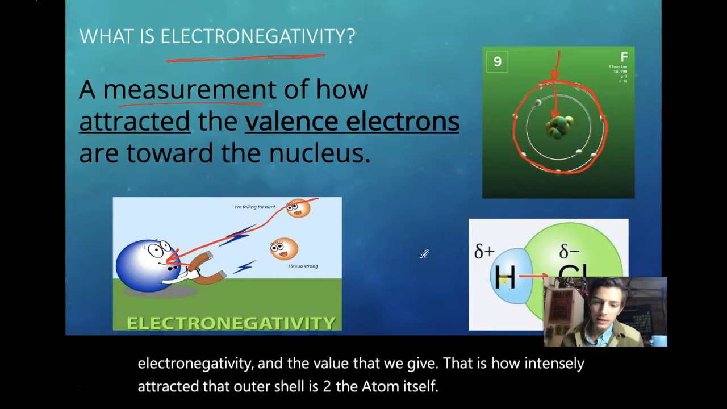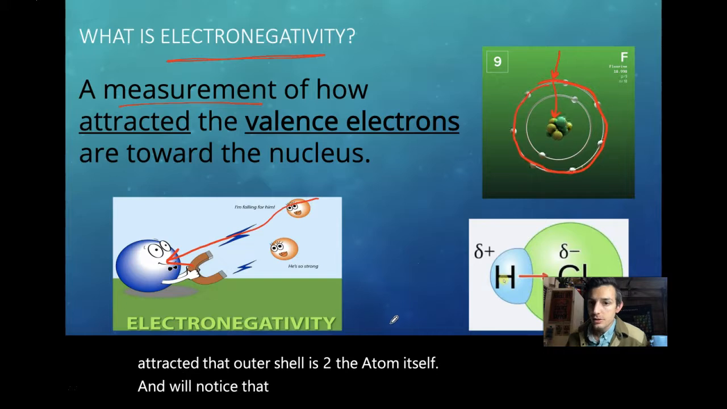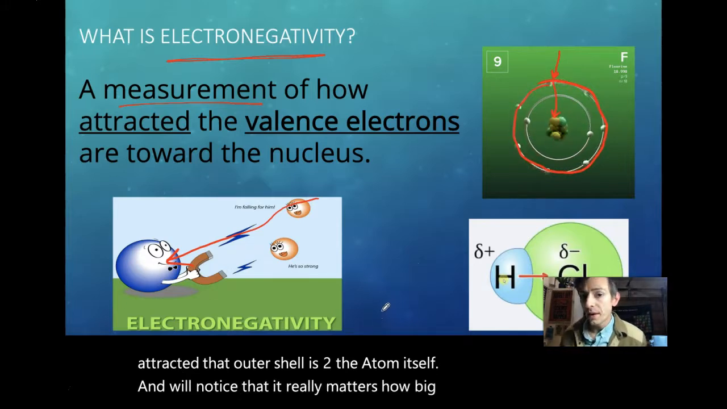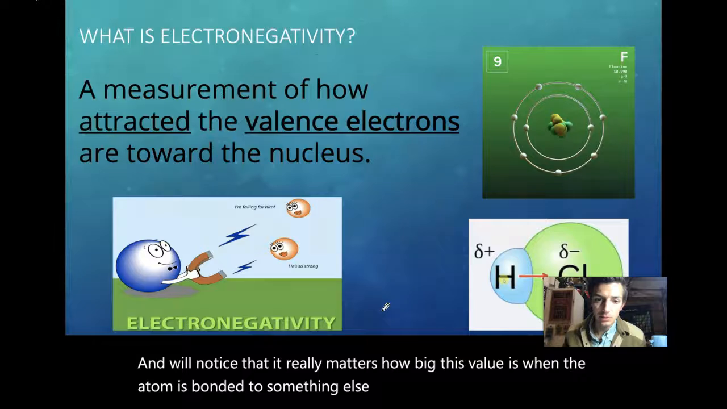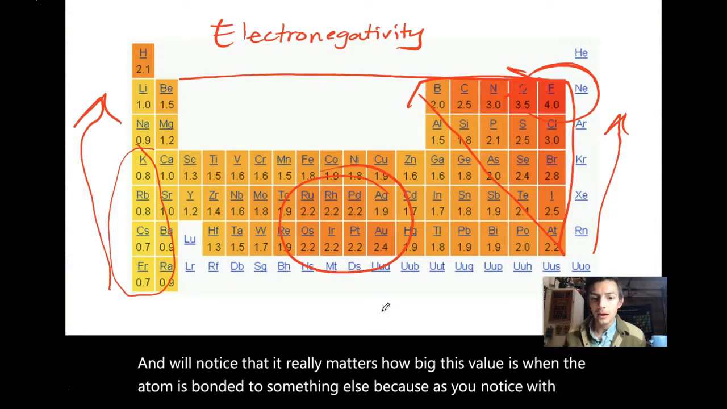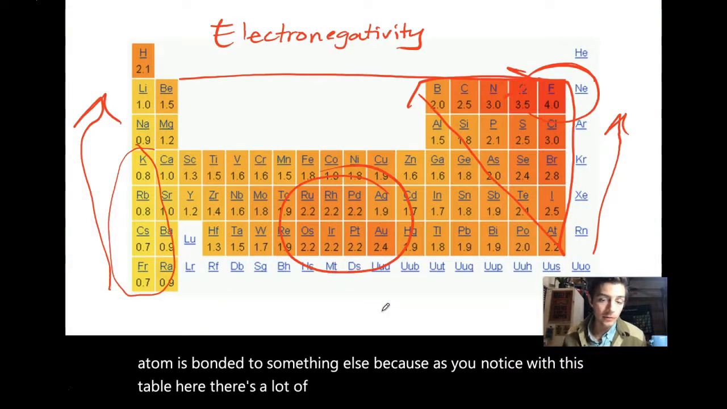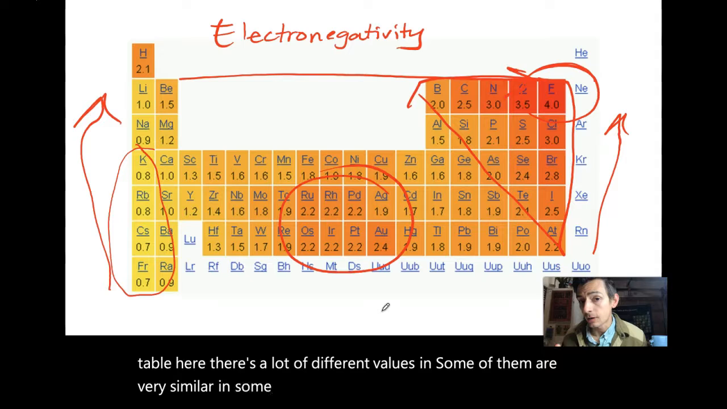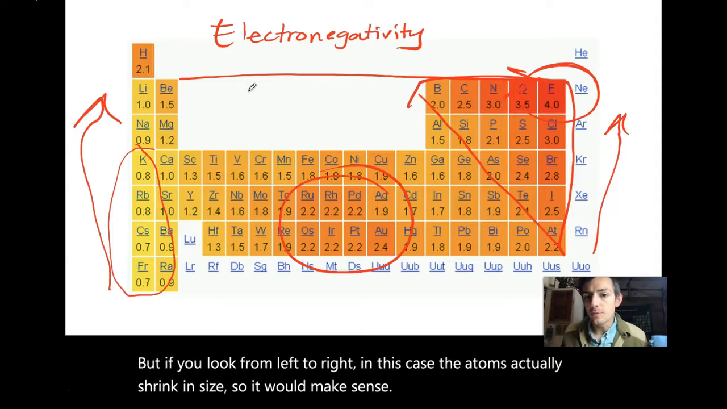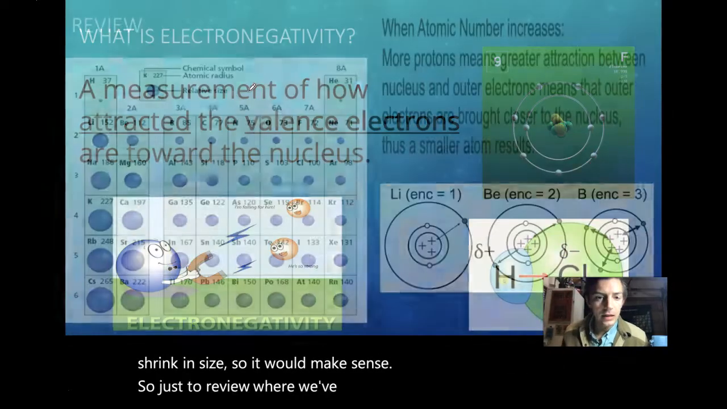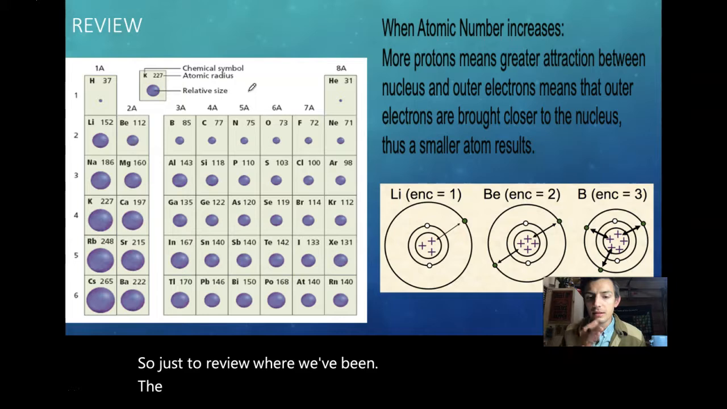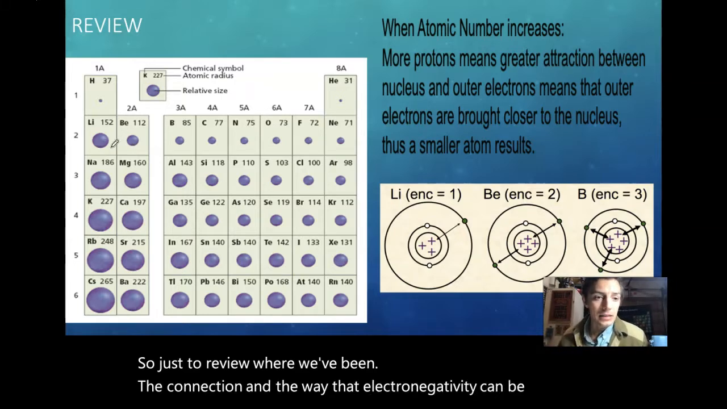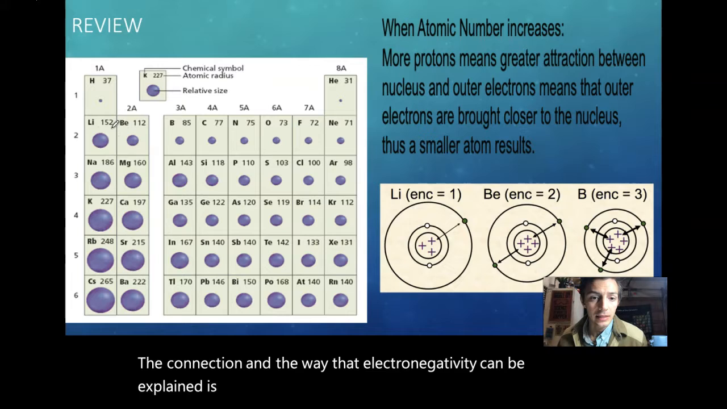We'll notice that it really matters how big this value is when the atom is bonded to something else. As you noticed with this table, there are a lot of different values, and some of them are very similar and some of them are pretty different. So just to review where we've been, we've already talked about how electronegativity can be explained last semester, so I'm just going to briefly go over it.